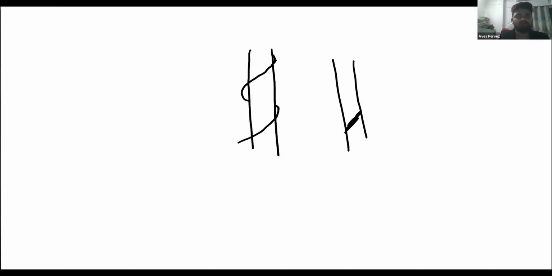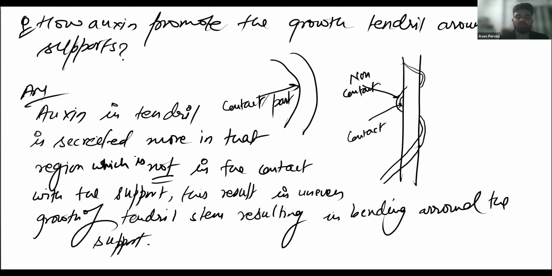Yes, sir. So this is how we can say simply that the region in contact with the support grows at a slower rate, and the region not in contact with the support grows at a faster rate. When one side grows faster and the other grows slower, it results in curling, and it results in the climbing plants curling or bending around the support. In the unilateral light case, the shady region has more auxin, but in the support case, the part that is not in contact, away from the support, has more secretion of auxin.